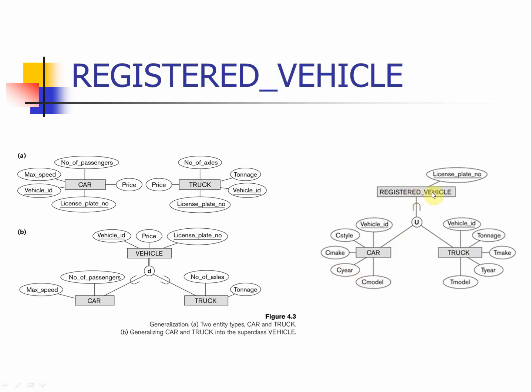The registered vehicle attributes are license plate number plus all of these 5 attributes coming from the car, or those 5 attributes coming from the truck. And therefore, all of these 3 choices are valid choices. Like I mentioned in the very beginning of the semester, database design is an art.